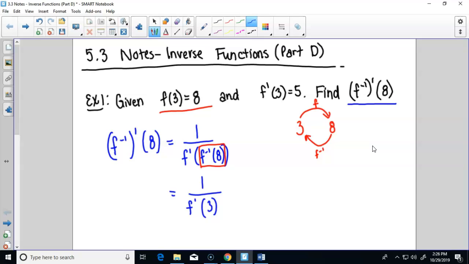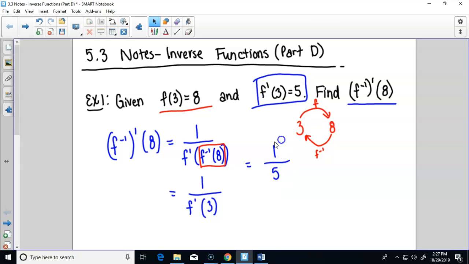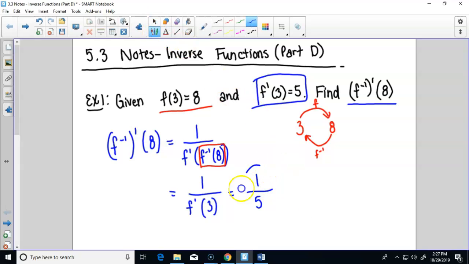Okay, questions on that part? So when you're looking for the inverse, look at the y's of the original function, and whatever x went with it, that is your inverse for those. So now we need f prime of 3, and they gave us f prime of 3 equals 5, so now all you have to do is 1 over, replace that with 5. So 1/5 is our answer.